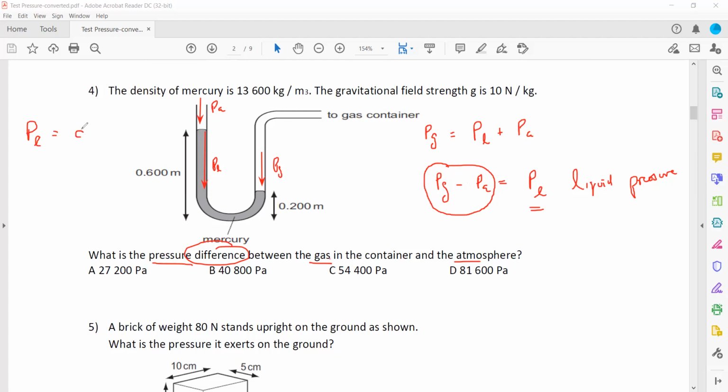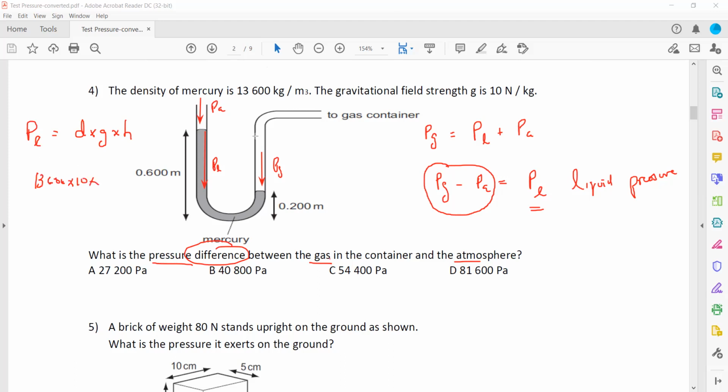Liquid pressure is density of the liquid multiplied by gravity multiplied by depth. For the density of the liquid, in this example we are using mercury, so the density is 13,600. So 13,600 multiplied by gravity 10. But what about the height?